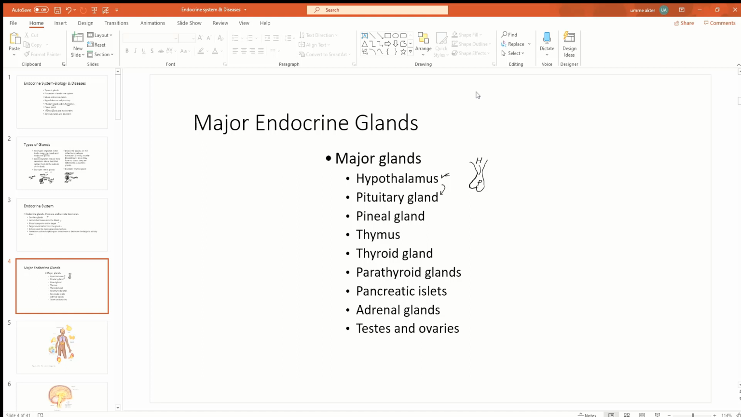Hypothalamus sends signal to the anterior and posterior pituitary. So pituitary has two lobes, anterior pituitary and posterior pituitary, and both are controlled by the hypothalamus. Okay, hypothalamus. Now pituitary is called the master gland.